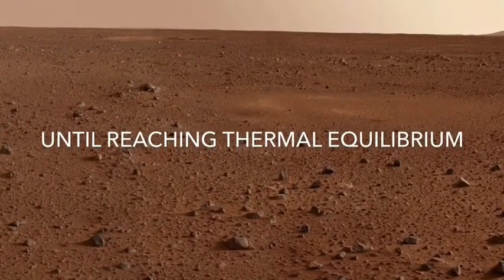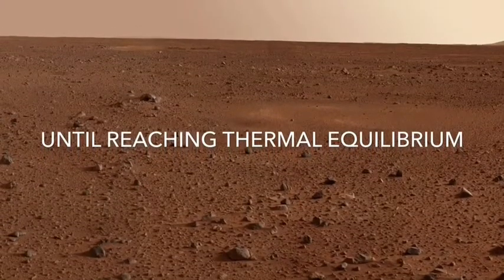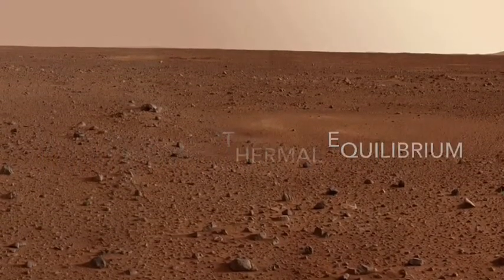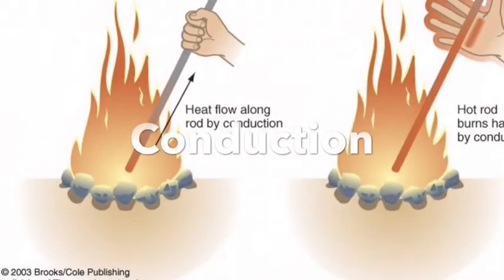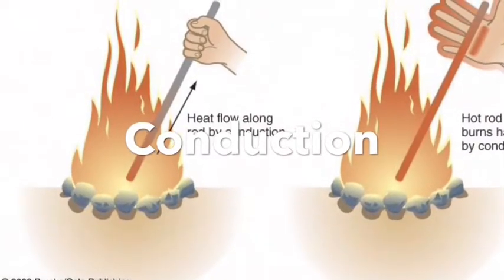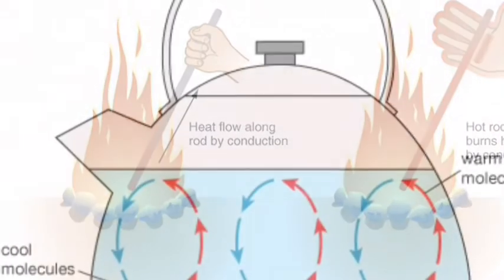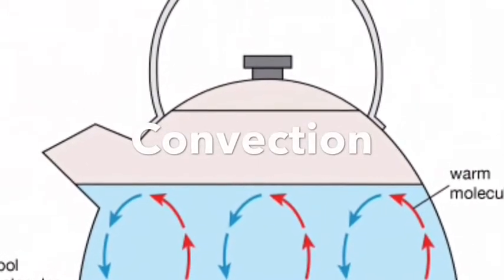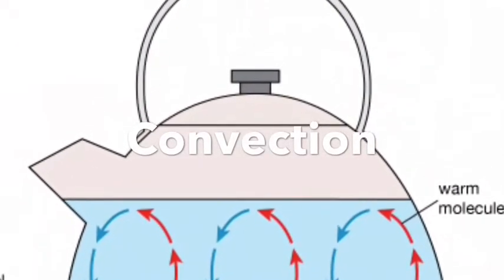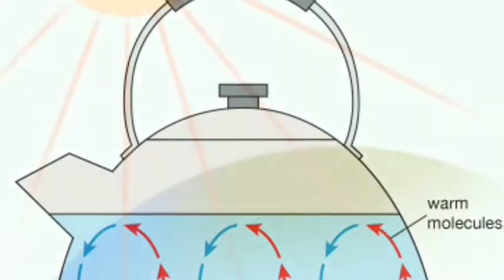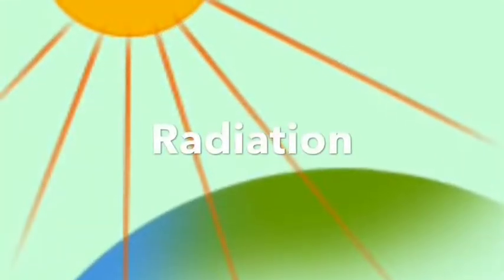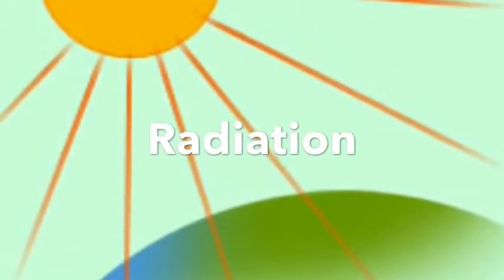There are three main ways in which thermal interactions are able to transfer energy. These are conduction, where energy is transferred through objects by particle-to-particle collisions; convection, where energy is transferred through the distribution of fluids, which are gases or liquids; or radiation, where energy is transferred through electromagnetic radiation that is emitted from a body.